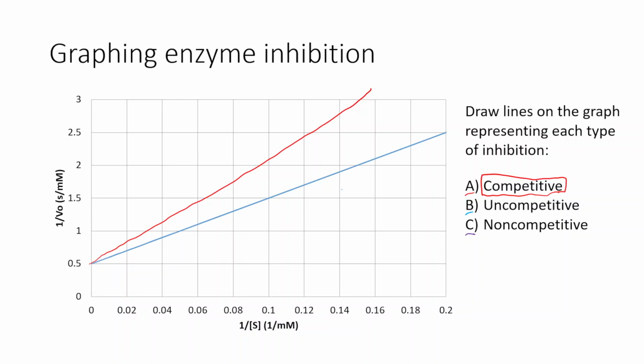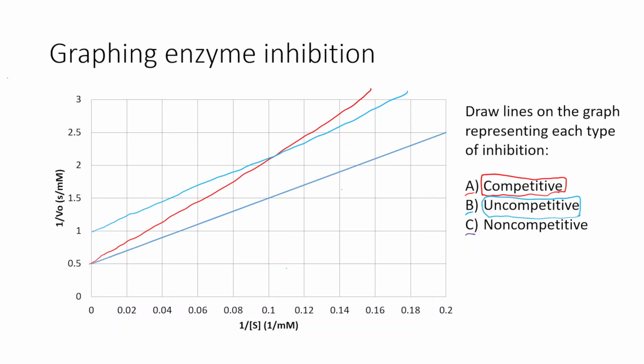How about uncompetitive? Yeah, exactly. Higher y-intercept, but the same slope. So that would look something like this. Tried my best to keep the slope the same. You got the idea.